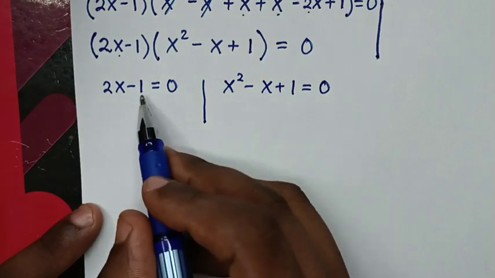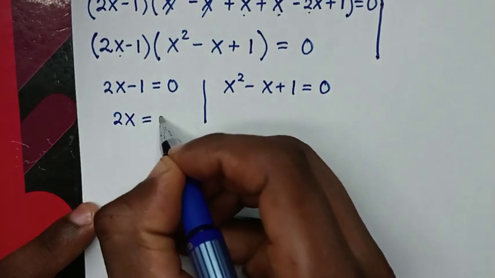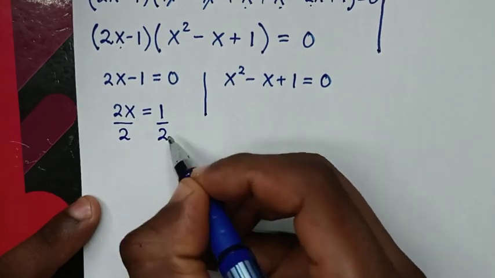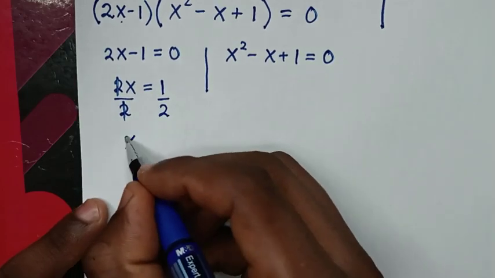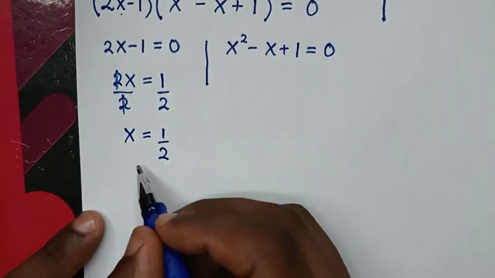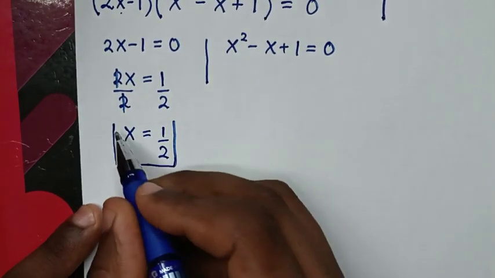Then from here we'll take negative 1 to this side, so it will be 2x is equal to 1. Then we'll divide by 2 on both sides, so this and this will cancel. Then it will be x is equal to 1 over 2. So this is the first value of x, which is the real solution.